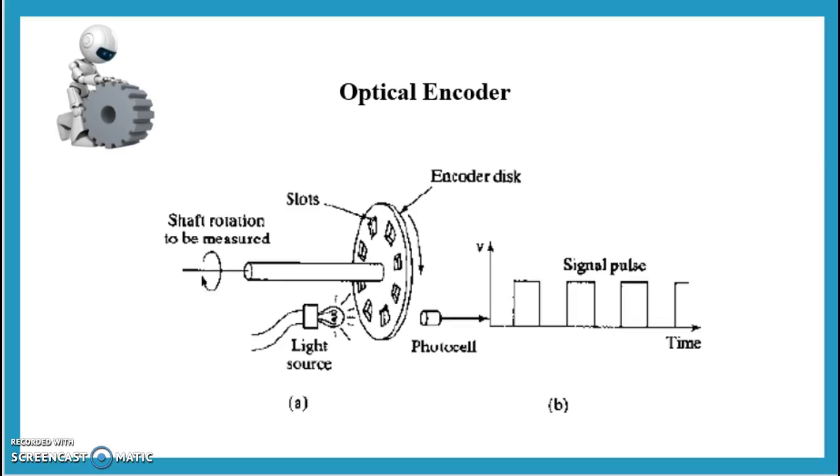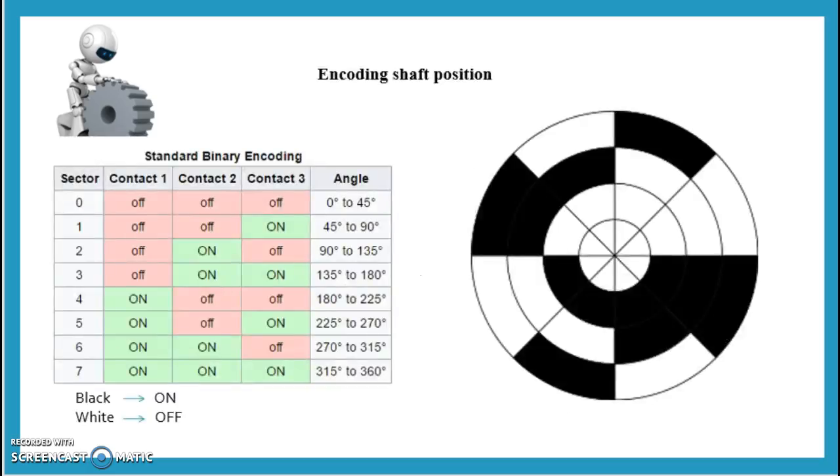The shaft position encoding is used to show the angular position of the shaft. Here is an example of a binary code with three contacts. In general, when there are n contacts, the number of distinct positions is equal to 2 raised to n. In our example, we are using 3 contacts. So, the number of distinct positions is equal to 2 raised to 3, which is equal to 8 positions. The 3 concentric circular rings show the 3 contacts and the 8 positions are shown by 8 tracks.